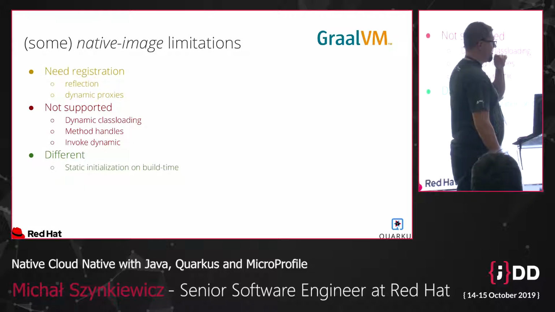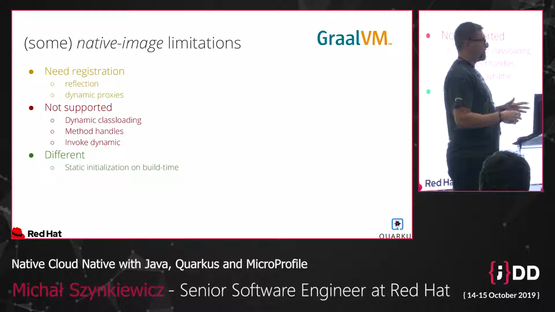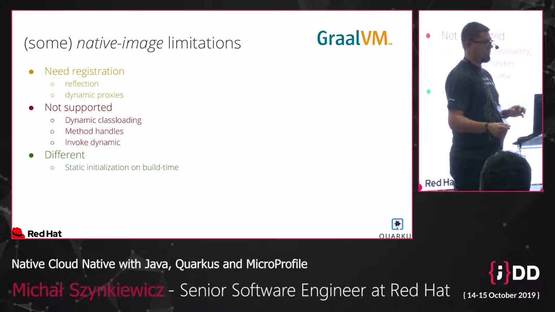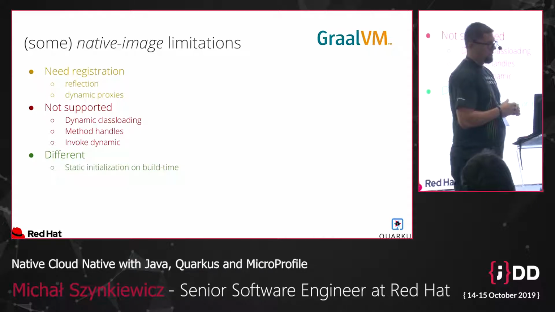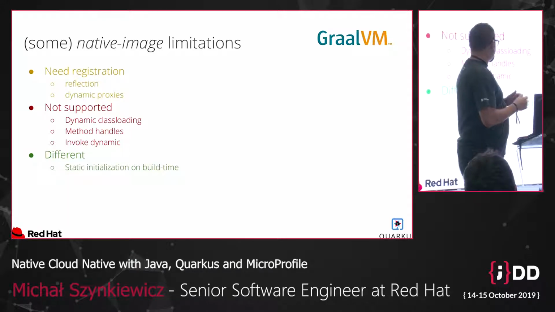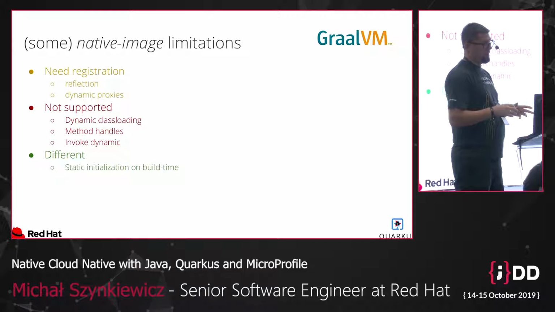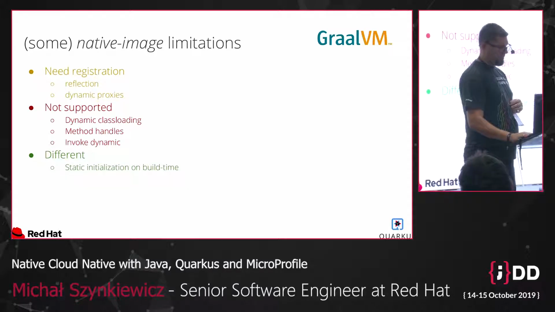But obviously, it has some limitations. For example, without any registration, reflection won't work. You have to specifically register some classes for reflection if you want to do such things. Similarly, with dynamic proxies, there's some stuff that is not supported at all. And static initialization is done at build time and not after start.